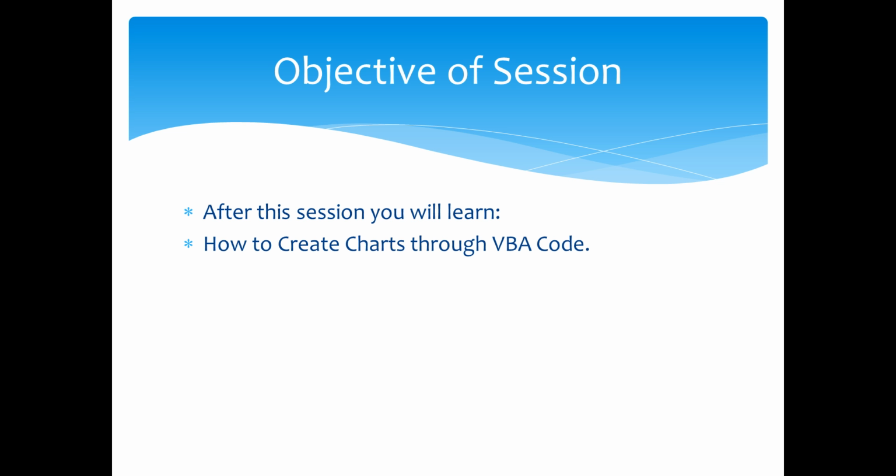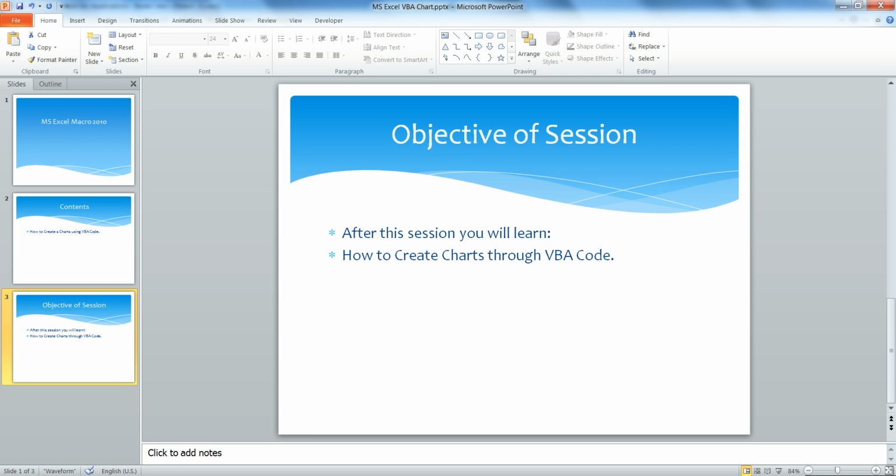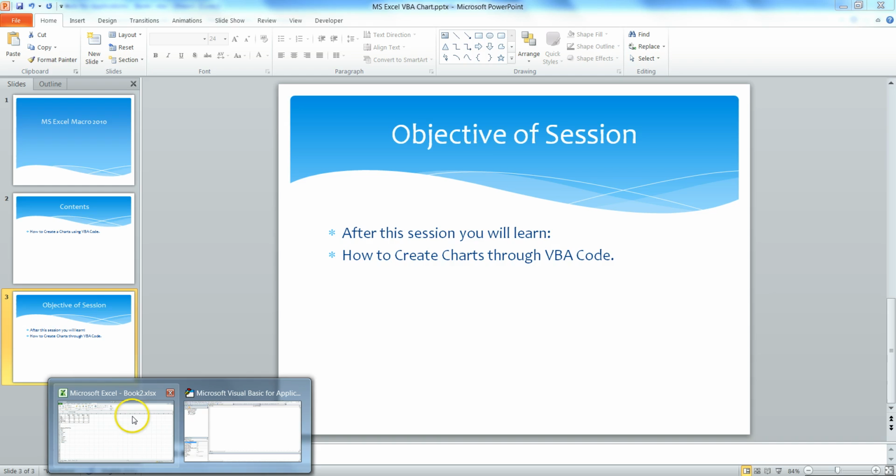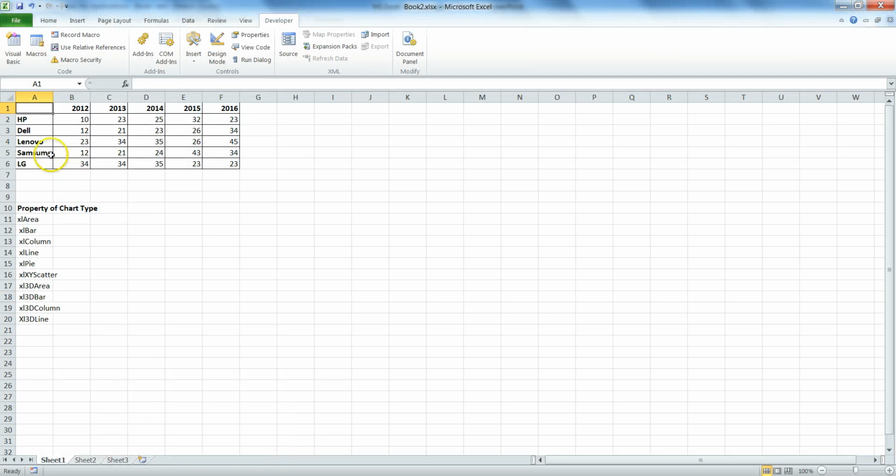To get started, we will go to the Excel workbook. And you can see in the Excel workbook, there is a summarized data set showing the sales trend of HP, Dell, Lenovo, Samsung and LG. So we will create a chart with this data set by VBA code.